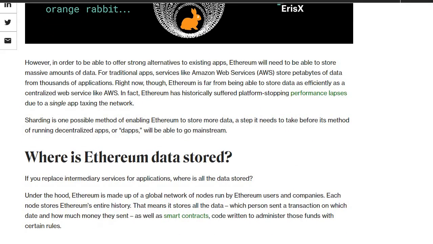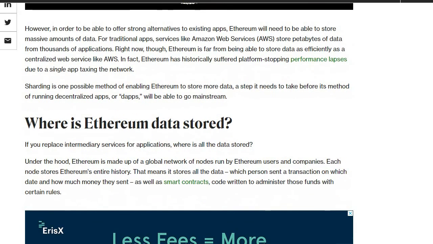However, in order to be able to offer strong alternatives to existing apps, Ethereum will need to be able to store massive amounts of data. For traditional apps, services like Amazon Web Services, AWS, store petabytes of data from thousands of applications. Right now, though, Ethereum is far from being able to store data as efficiently as a centralized web service like AWS. In fact, Ethereum has historically suffered platform-stopping performance lapses due to a single app taxing the network.